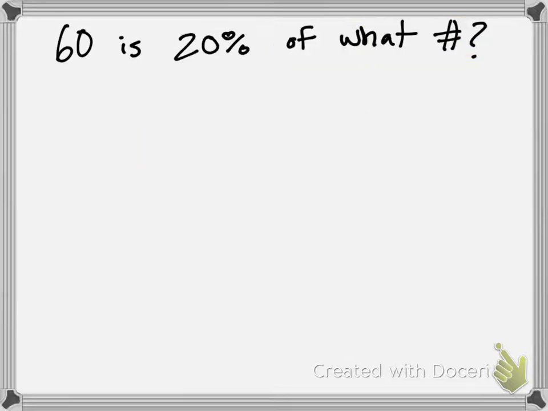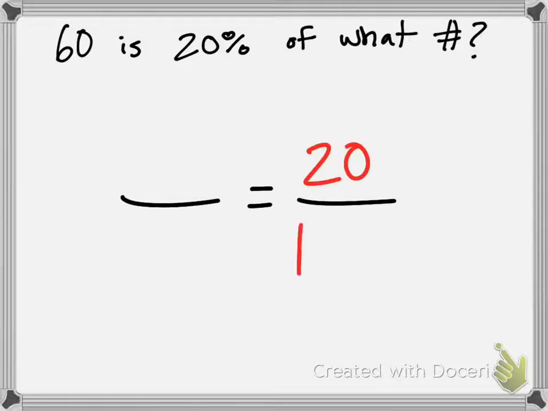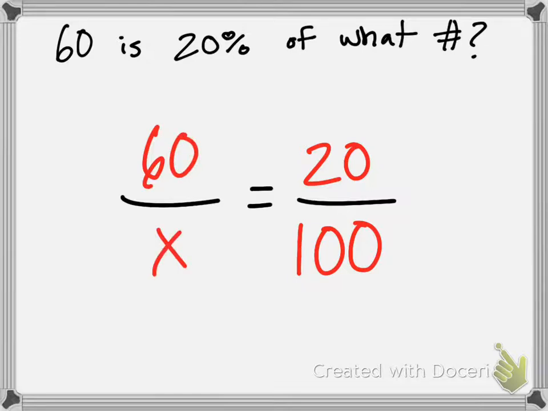Part over whole and is over of. I want you to try this one on your paper. So you're going to set it up and solve. Ella, go ahead. Tell me. It's going to be 20% over 100 for the second fraction, and then X. 60. Yes. That's the answer.